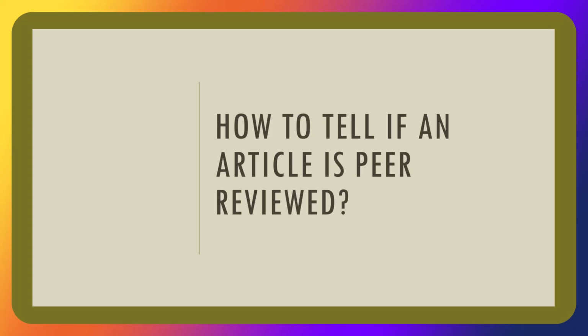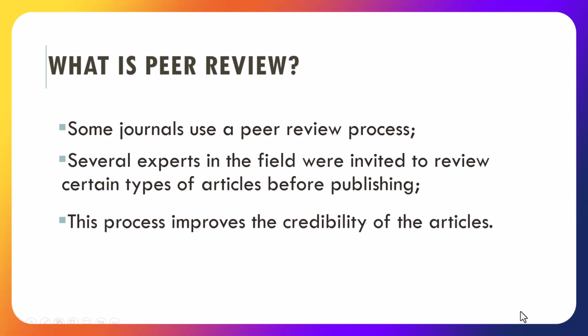Peer review is a process used by some journals. The process improves the credibility of the articles because several experts in the field reviewed certain types of articles before publishing them. So, how can we tell if the article was published in a journal that uses the peer review process?